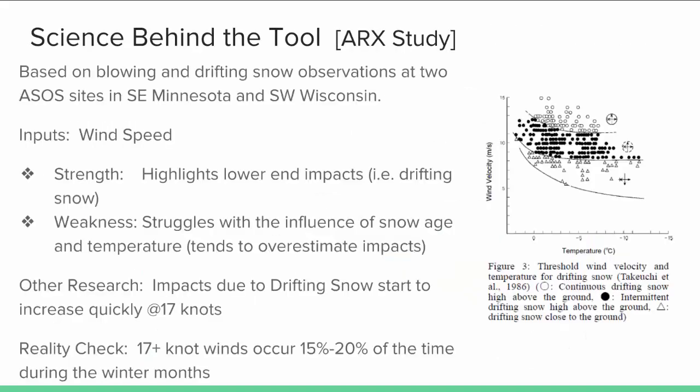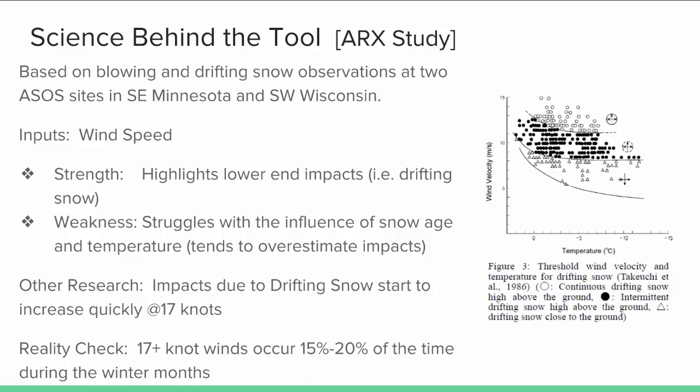One of the two methodologies merged into the Forecast Builder blowing snow tool utilizes the ARX study, which is based on blowing and drifting snow observations at a couple ASOS sites in southeast Minnesota and southwest Wisconsin, with wind speed as the primary input. This method highlights the lower end impacts and takes into account drifting snow.